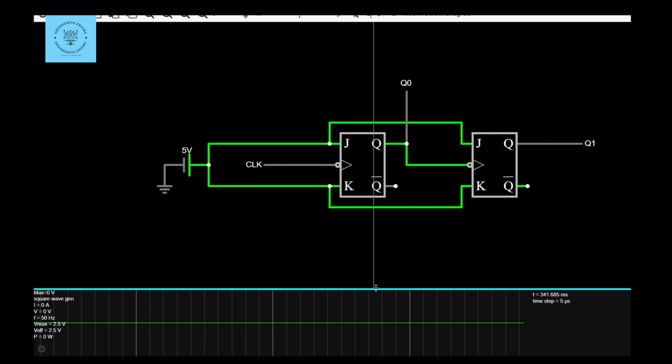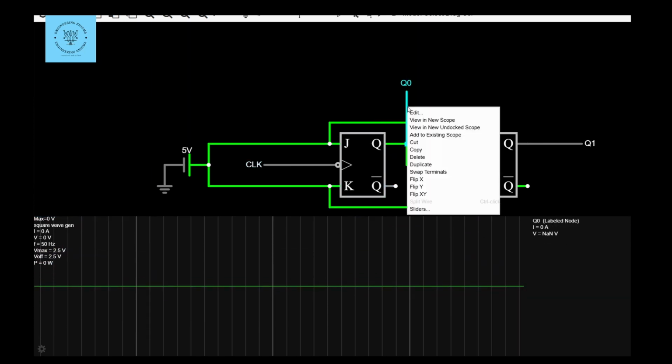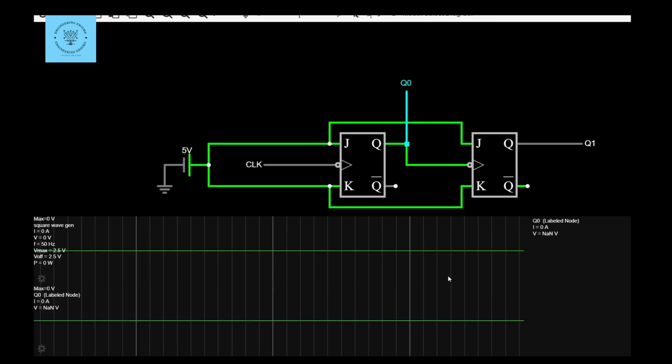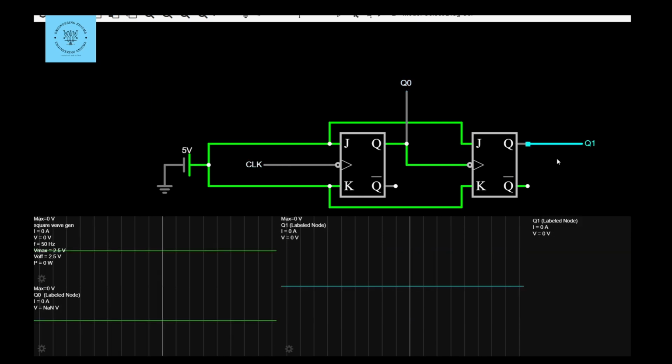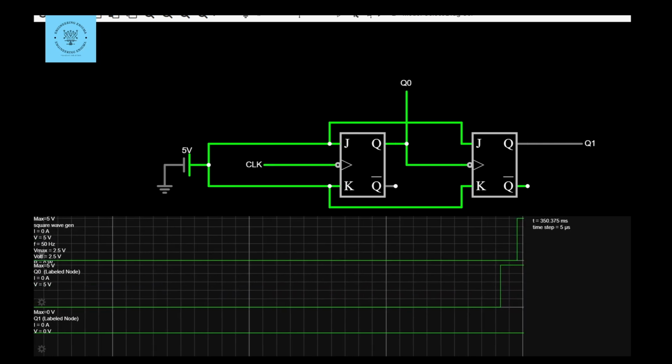On the next negative edge, Q0 toggles again to 1, while Q1 remains unchanged. So the output becomes 1, 1. On the next negative edge, Q0 toggles back to 0, and again this triggers the second flip-flop, so Q1 toggles back to 0. Now the output returns to 0, 0, and the cycle repeats. This sequence shows counting in binary form.